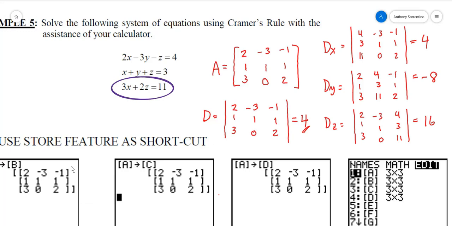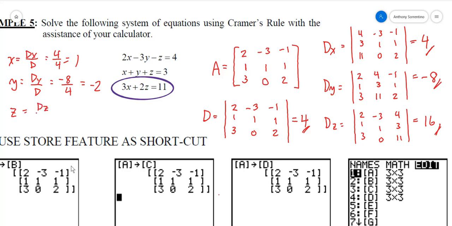So now I have all these things. I have D, I have dx, I have dy, I have dz. We know x equals dx over d, which in this case is 4 over 4, so that equals 1. We know that y equals dy over d, and that equals negative 8 over 4, which is negative 2. And we know that z equals dz over d, and that's 16 over 4, which is 4. So my solution to this is 1, negative 2, 4.